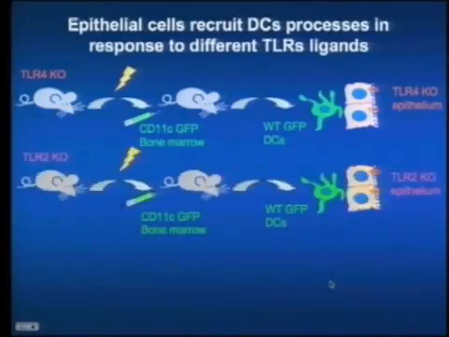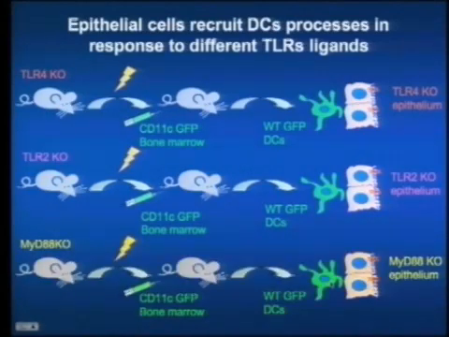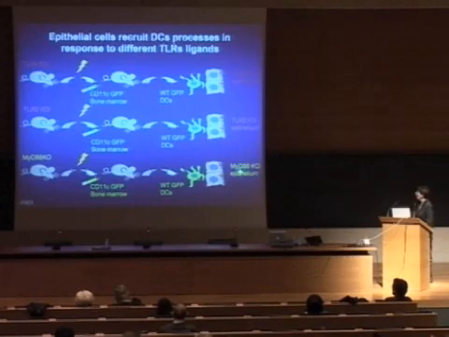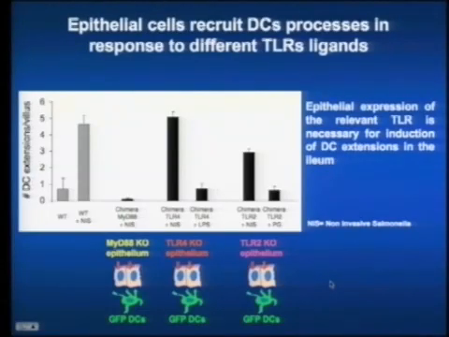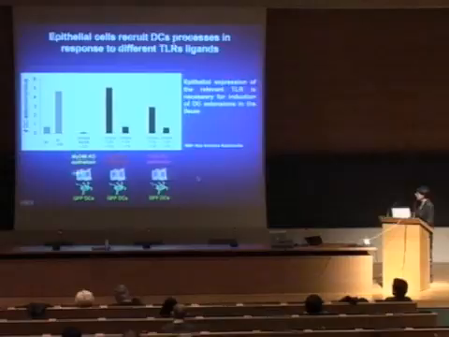We did the same for TLR2 and for MyD88, which is a common adapter for all toll-like receptors except TLR3. And what we found is that indeed the expression of toll-like receptors by epithelial cells, but not by the dendritic cells, was involved in driving the extensions of the dendritic cells. Because if you take the chimeric mice in which the epithelium is knocked out for MyD88, but the dendritic cells are wild type, then you no longer see the induction of these extensions after Salmonella infection.